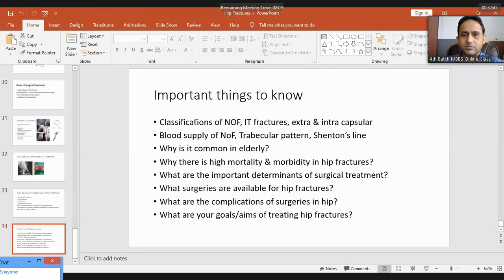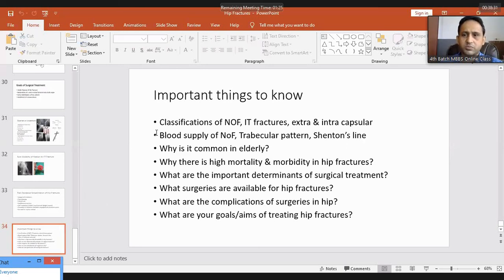This last slide is for you to know the important things from an exam point of view. You should know the classification of neck of femur fracture and IT fracture. You should know which is extracapsular and intracapsular. What is the blood supply pattern? What is Shenton's line? Why is it common in the elderly, both NOF and all these hip fractures? Why are high morbidity and mortality associated with neck of femur hip fractures? What are the important determinants in deciding surgery? What are the available options for surgery? What are the complications of surgery? And what is your ultimate goal and aim in treating the patient?